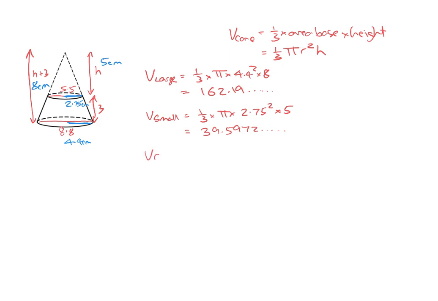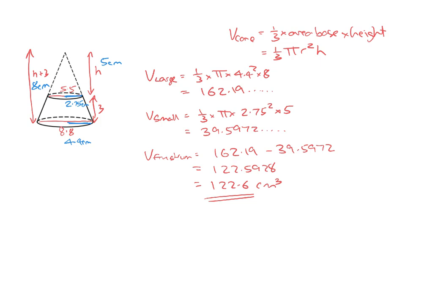And then the volume of the frustum is just the difference between the two. So it's 162.19 subtract 39.5972, and that gives me an answer of 122.5928, which rounds to 122.6 to 1 decimal place, and that's centimeters cubed. And that's the question done. We have the volume of our frustum, the piece at the bottom there.